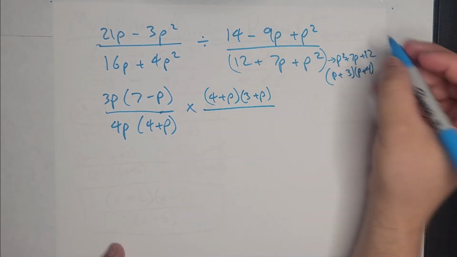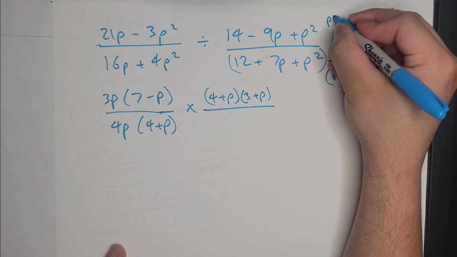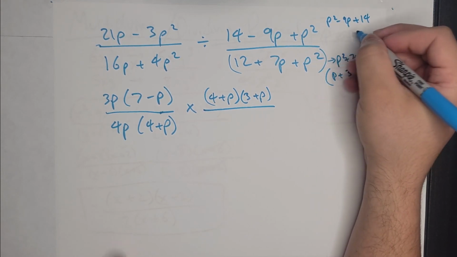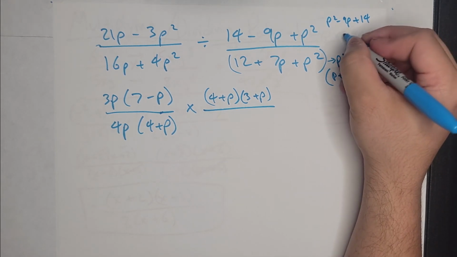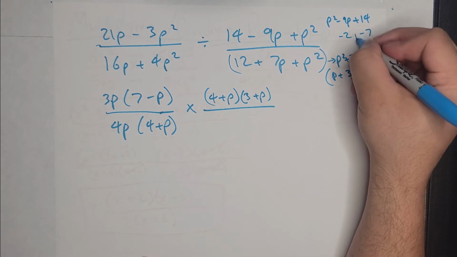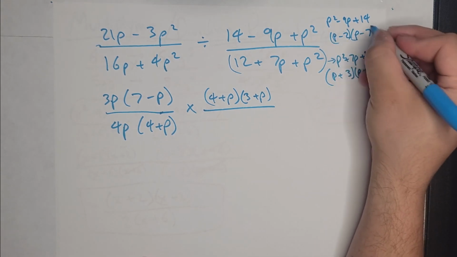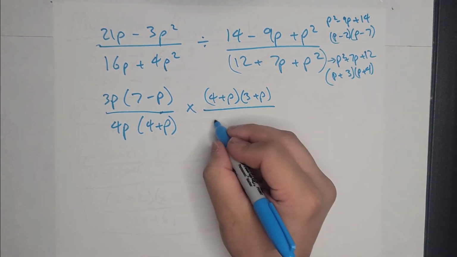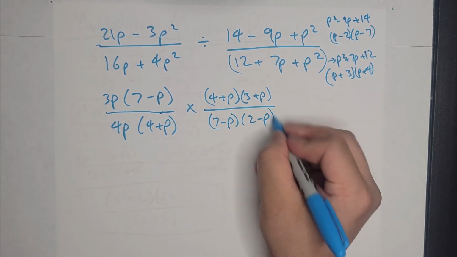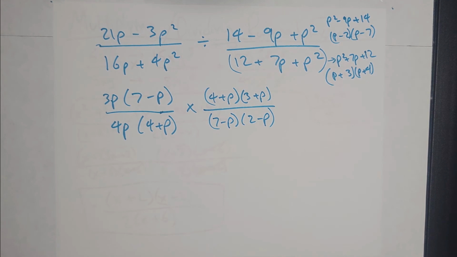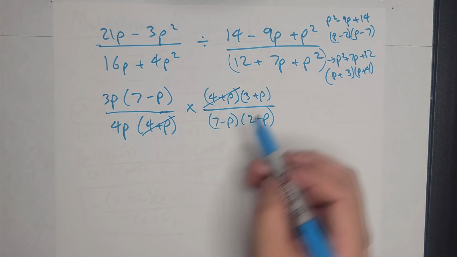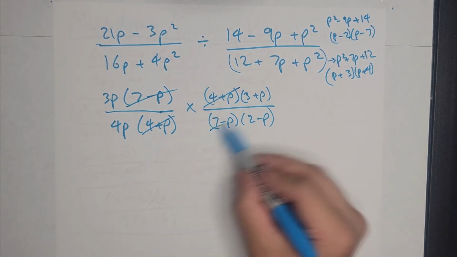And the same goes for the other one. That's p squared minus 9p plus 14. So that'll give me two negative numbers, negative 2 and negative 7, with p and p. Yeah, this should work. 7 minus p, 2 minus p. And right away I can see so many things to cancel. 4 plus p, 4 plus p, 7 minus p, 7 minus p.